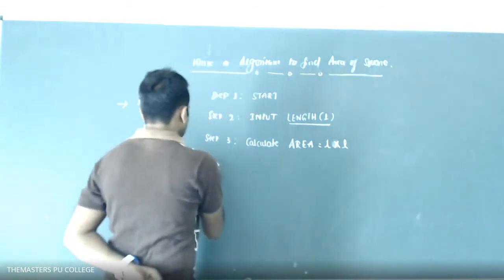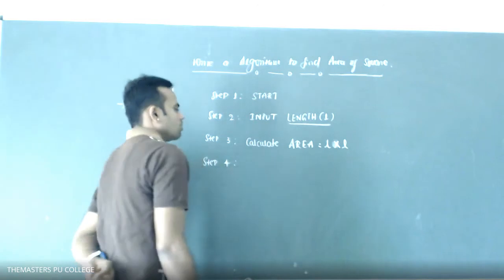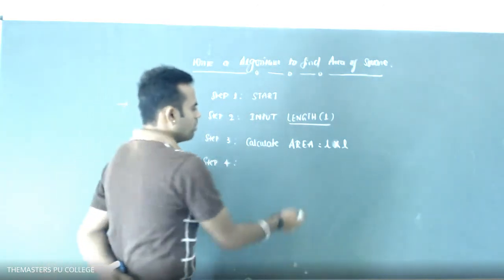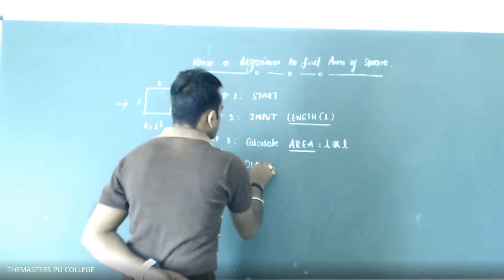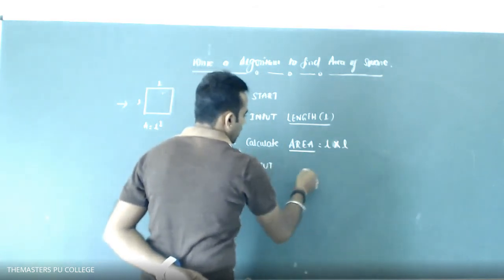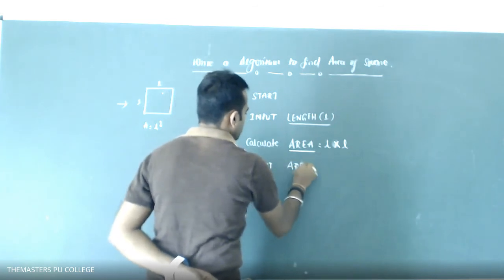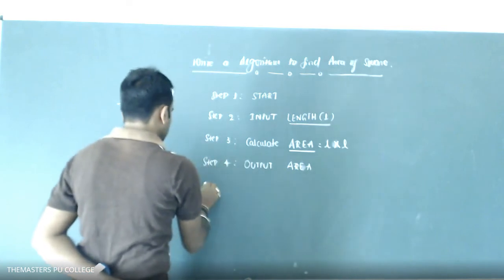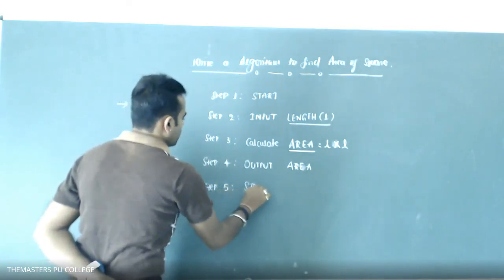Okay, so lastly I need to terminate. We terminated. Okay, so the ultimate output is area. What do I need to do? Output. Output what? Just write area. And then finally step number 5 is stop, terminate.